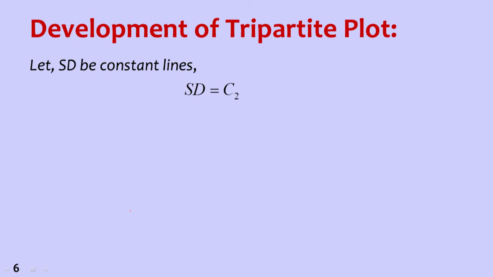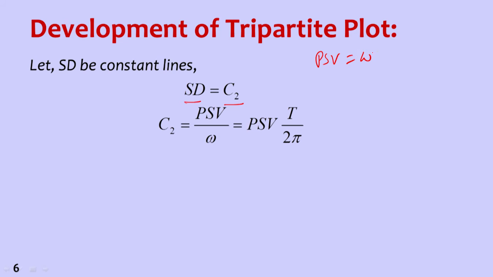Similarly, if we plot displacement, so SD to be constant lines, so spectral displacement is equal to C2, constant 2. Now we derive spectral displacement, that is C2 is equal to PSV by omega. We already know that PSV is equal to omega times SD. So SD is PSV by omega, and we can write this omega as 2 pi by T. So we write that, and we get PSV into T by 2 pi.